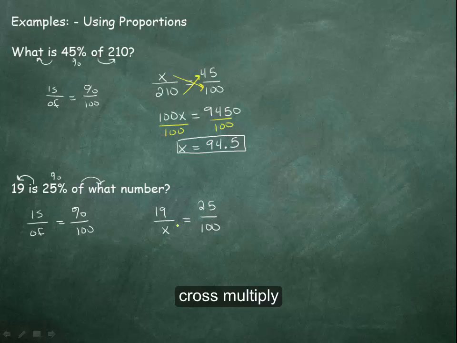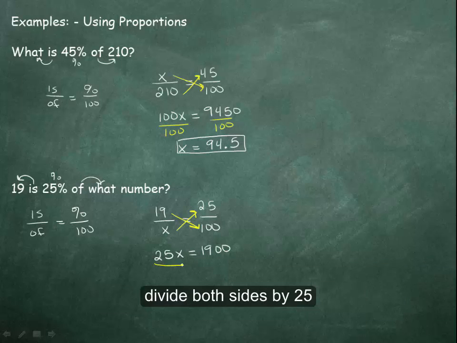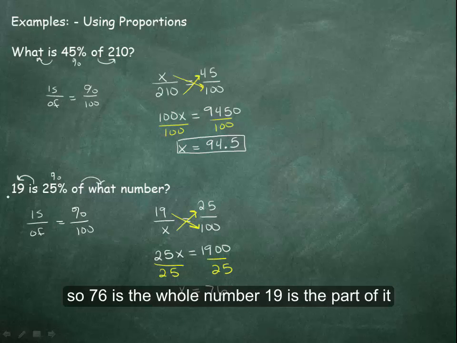Okay, we will cross multiply. That will give us 25x is equal to 1900. Divide both sides by 25. And x will equal 76. So 76 is the whole number, 19 is the part of it.